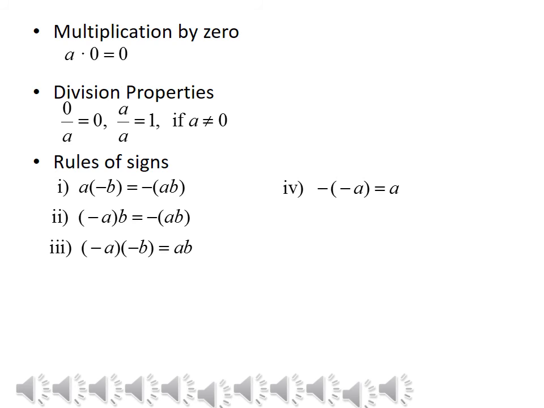Fourth, we have minus minus a equals a. So again, if you have two negative signs, they will cancel each other out and make a positive. Fifth, a divided by negative b, or negative a divided by b, will give you negative a over b. So one positive and one negative will result in a quotient that is negative. And lastly, the quotient of two negative numbers, negative a over negative b, is the same as the quotient of their positive counterparts, a divided by b. So again, the negatives will cancel each other out.